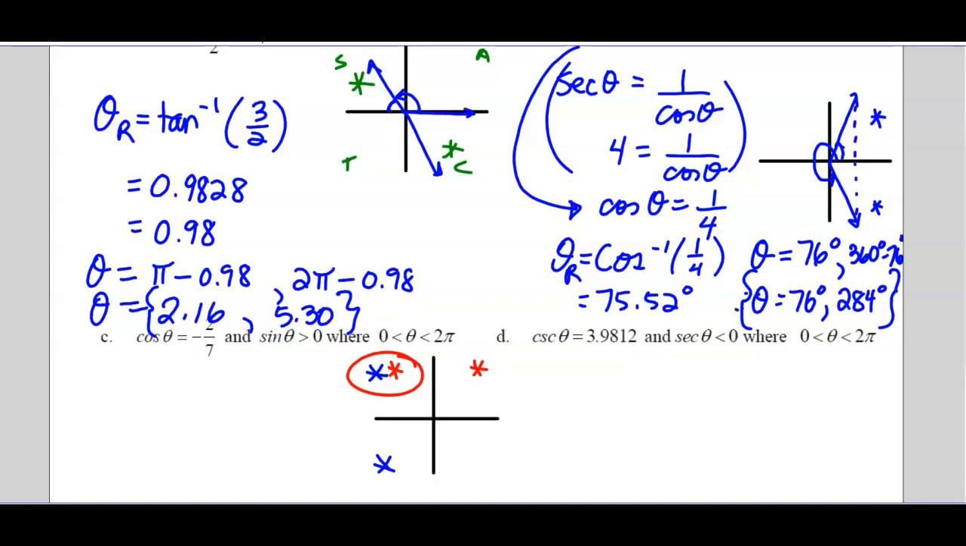It's between 0 and 2 pi, because both of these have to be true. So I'm only looking here.